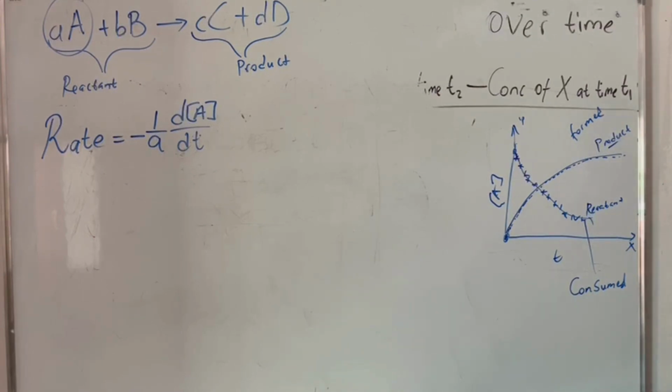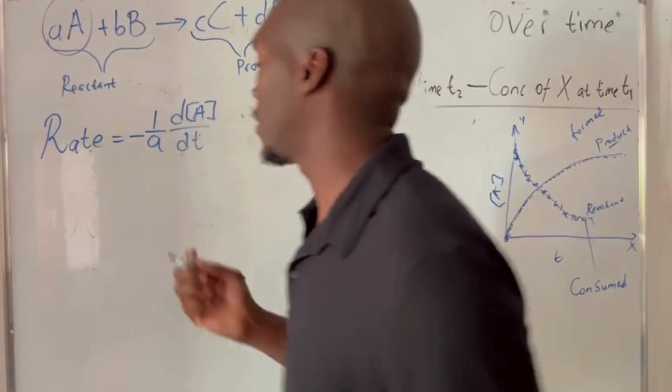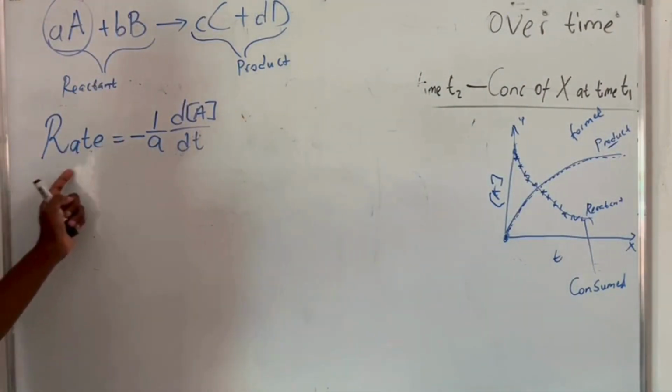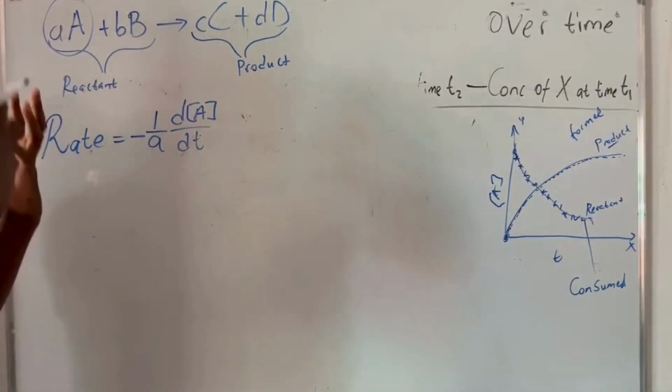And by the way, a, b, c, d are the species coefficients, like this. a, b, c, d are the species coefficients. So if you check it out, the rate for this one is negative because it is consumed.